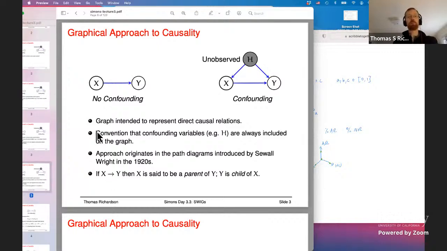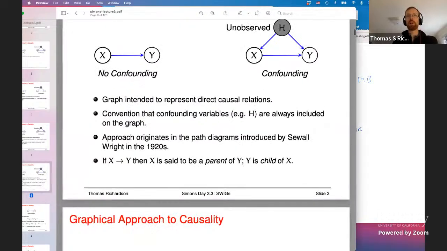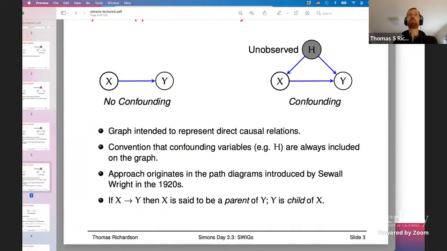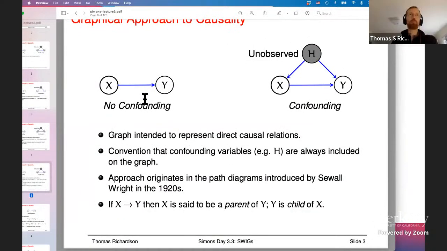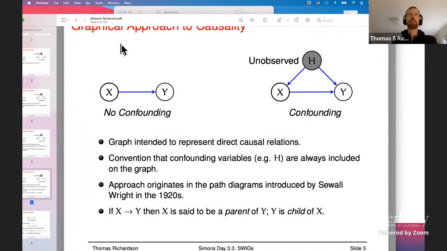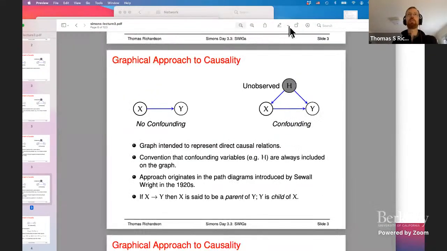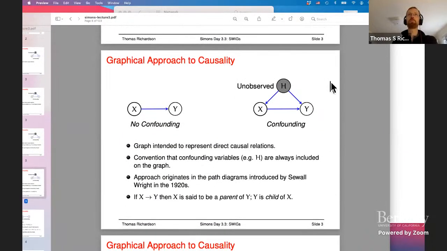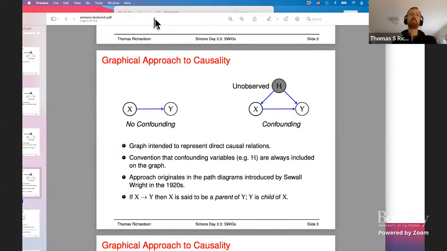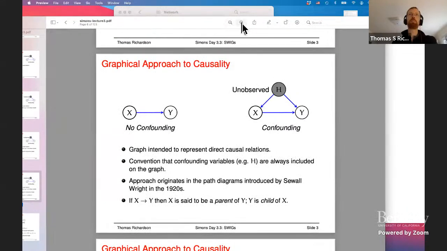Could I ask you to make your slides as large as possible? Okay. Thanks. So I'm not going to make them quite that large. A little bit too large, I think. Okay, is that better? Yeah.